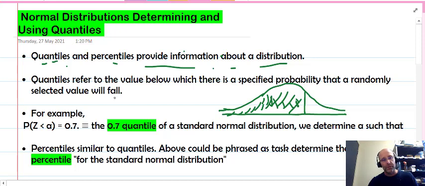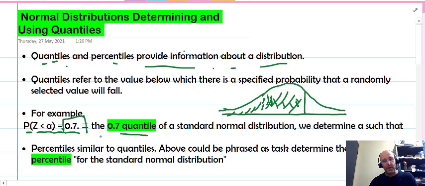Quantiles refer to the value below which there's a specified probability. If we're talking about where a random variable like x will occur, it gives us that point. For example, you've perhaps seen things like this: the probability z is less than some value a is 0.7. We call that the 0.7 quantile. So it refers to that probability, or the area under a curve.